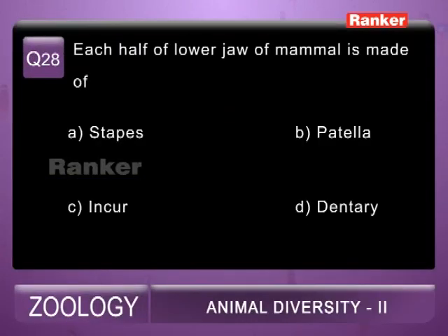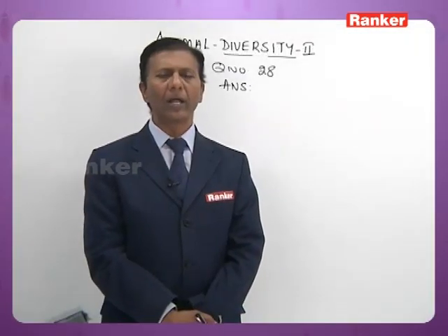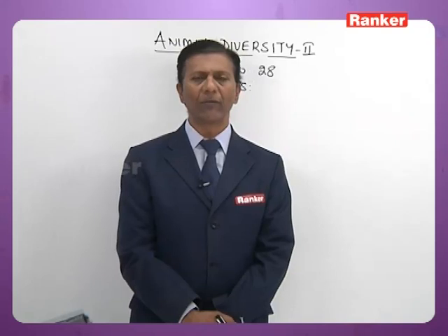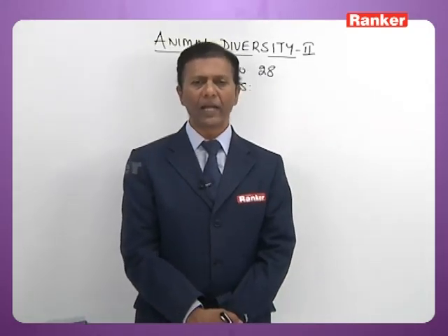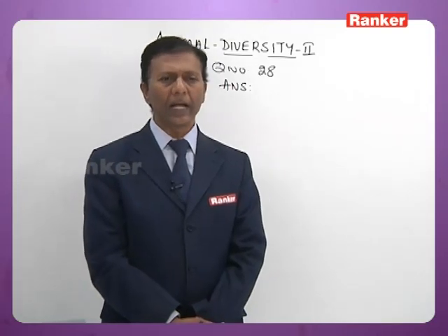28th question, I shall read out the question for you. Each half of lower jaw of mammals is made of A, stapes, B, patella, C, incus, and D, dentary. In mammals, it is one of the fundamental characters that each half of lower jaw contains a single bone called dentary.